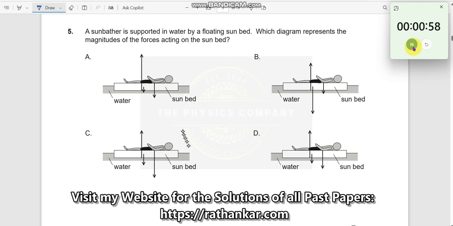Question number 5. A sunbather is supported in water by a floating sunbed. Which diagram represents the magnitude of the forces acting on the sunbed? First thing is, know the terms here. Is supported. What do you mean by supported? That means he is neither moving downwards nor moving upwards. And is floating, which means what? Total forces acting on it is 0.